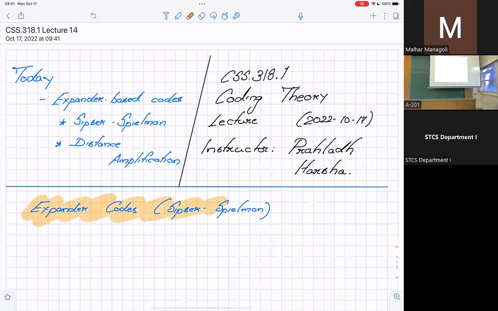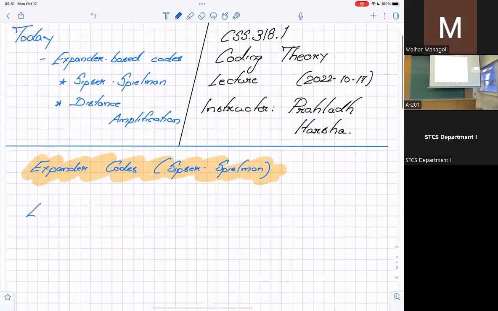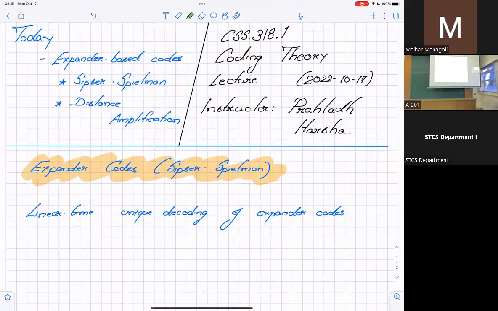In particular, we were talking about the following important result, due to them: linear time unique decoding of expander codes. Let's quickly go over this.